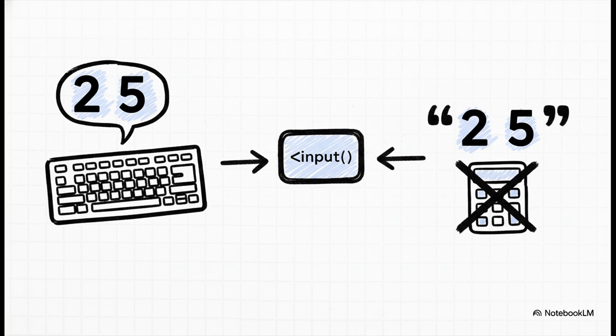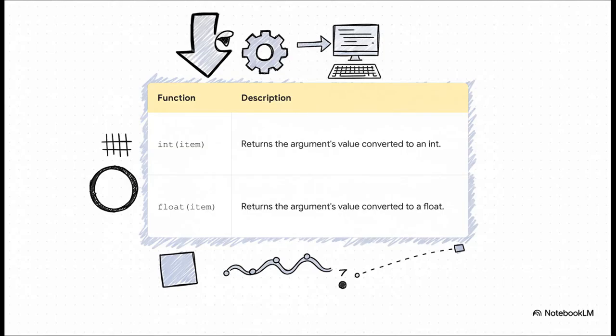I mean, always. Even if the user types the number 25, the program doesn't see the value 25. It sees the text characters 2 and 5. And you can't do math with text. It's like trying to add the letter A to the letter B. It just doesn't work. So how do we fix this?